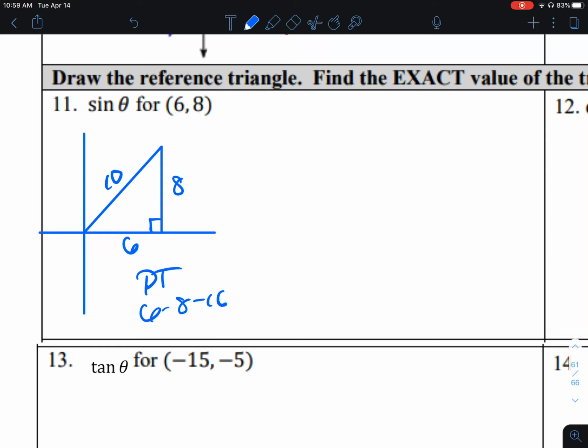6, 8, 10, which is double a 3, 4, 5. If you didn't realize that, use the Pythagorean theorem and you would find that it's plus or minus 10. Radius is always positive. Sine of theta is always y over r in a coordinate plane, so that's 8 over 10. No need to reduce your fraction.